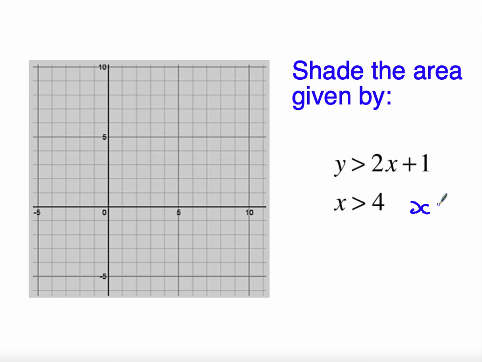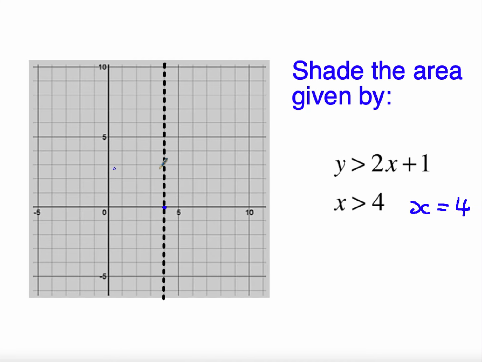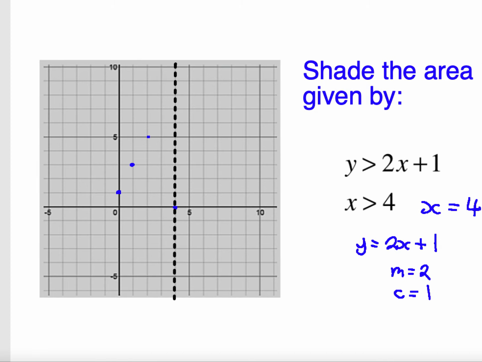Again, on this one, take down the horizontal or vertical line first. That's that one. And then we'll deal with the other one. The other one's set up in the form y equals mx plus c here, so it makes sense to gradient intercept this. If the y-intercept is 1 and the gradient is 2, then the line is going to look a bit like that. And it's a dotted line again.